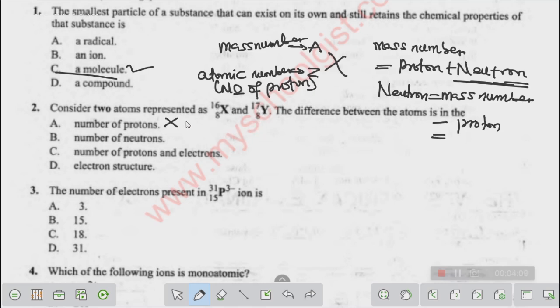So it means that the number of neutrons is not equal. So it means the difference between these atoms is that they have different numbers of neutrons. So you can say option B is the answer. They said number of protons and electrons.